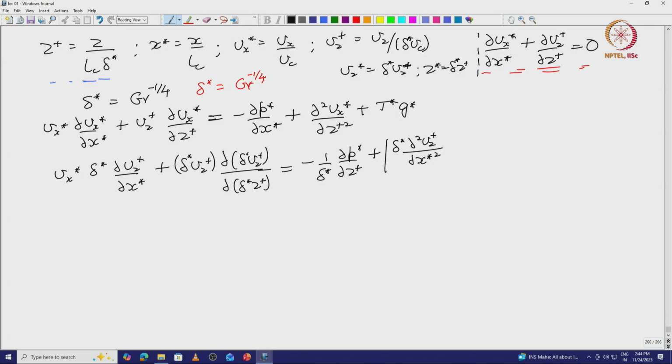Because I have a delta times Vz, Vz star is delta times Vz plus. The next term I will have delta partial square Vz plus divided by partial z plus square, and I will have delta star square here, into 1 over the Grashof power 1/4, plus T star Gz star. This should be an x here, and in the z equation I should have Gz star.